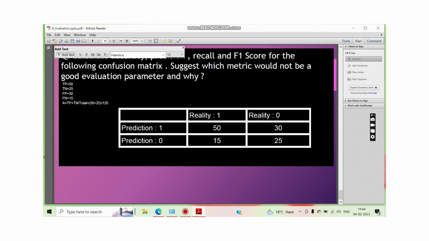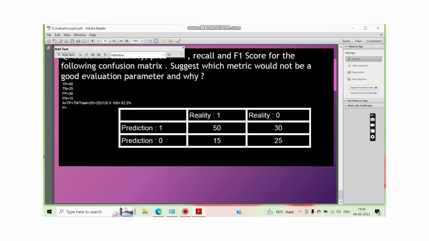And then again, the whole thing is multiplied by 100, right? So what we will get? We will get the answer as 62.5%. Yes, 62.5% will be the answer for accuracy.